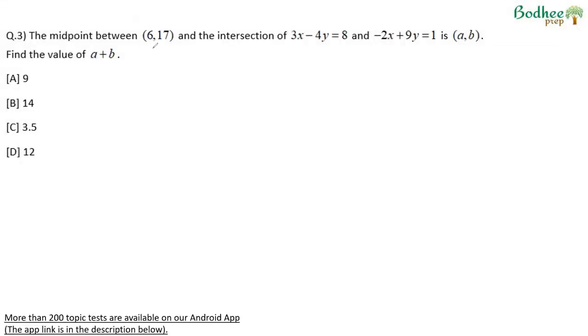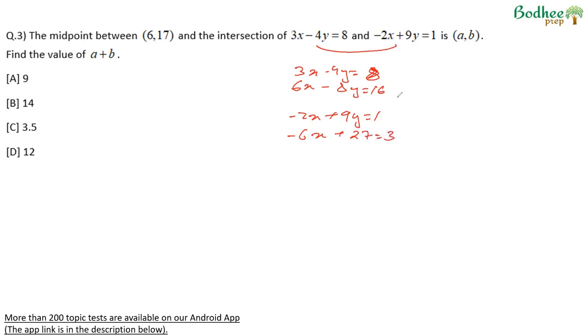Midpoint between (6, 17) and the intersection of 3x minus 4y is equal to 8 and minus 2x plus 9y is equal to 1. So first let us find the intersection point. We'll solve these two equations for x and y. Multiply the first by 2: 6x minus 8y is equal to 16. Multiply the second by 3: minus 6x plus 27y is equal to 3.